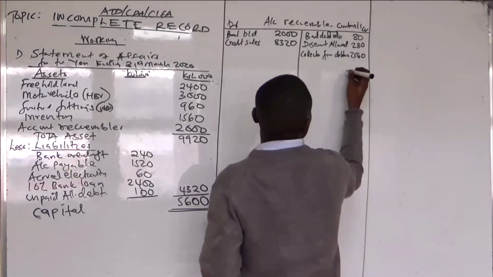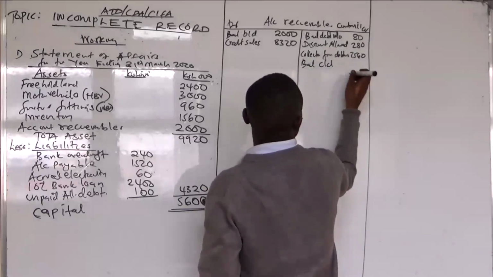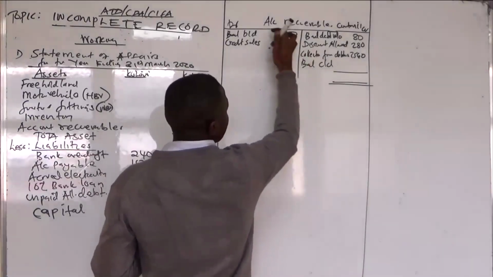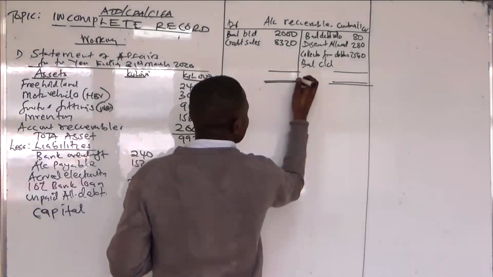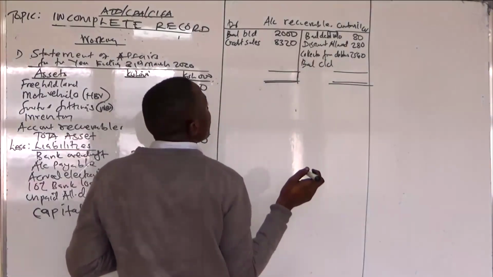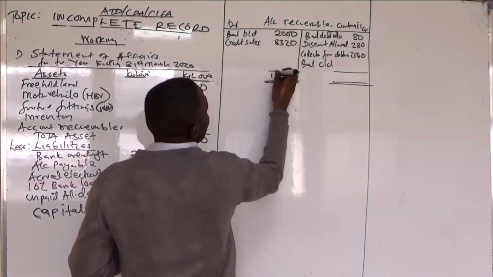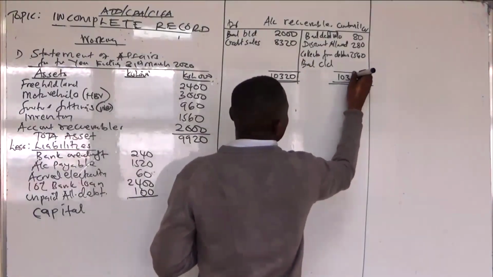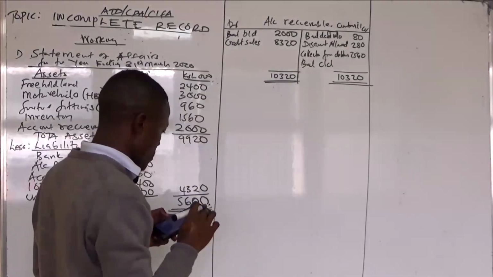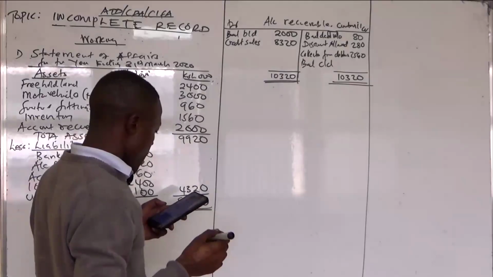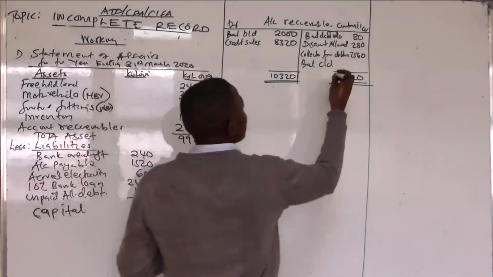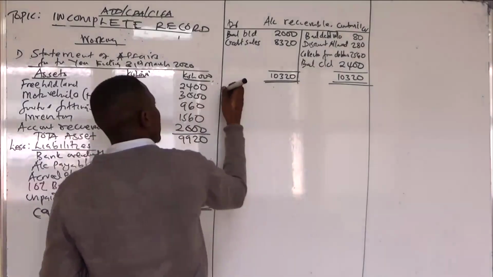None. Can you add this for me? Leave the balance here, balance carried down. At the end of the year, how much will accounts receivable be? Obviously it must come on this side, it cannot go back to that side. This plus this is 10,320. 10,320 minus these, you get the balance carried down. How much is it? 2400.